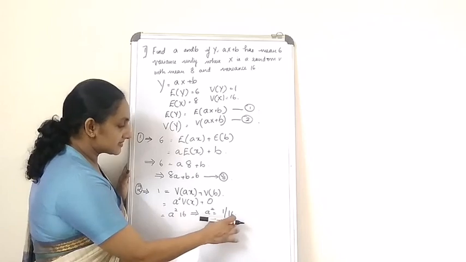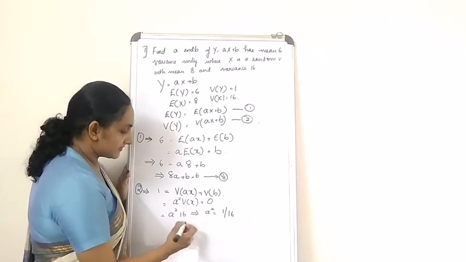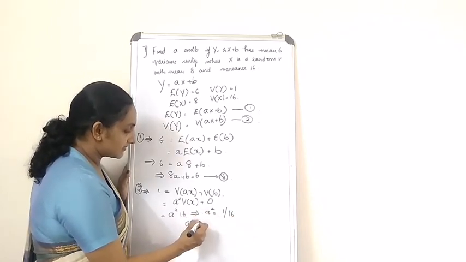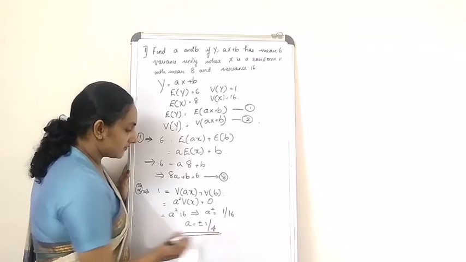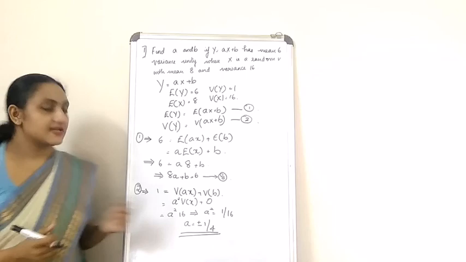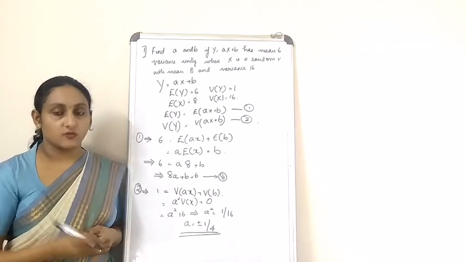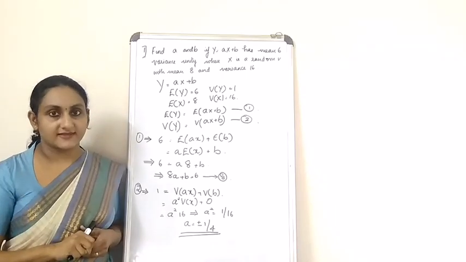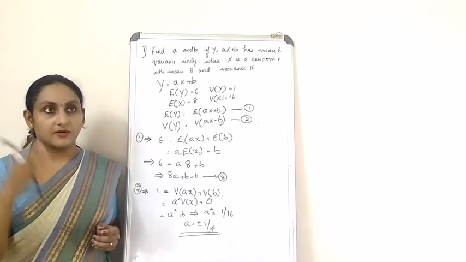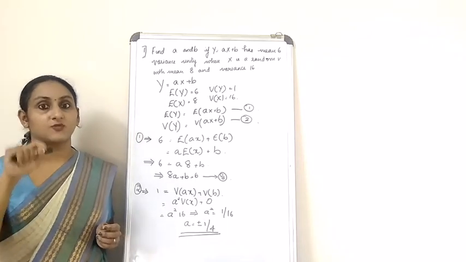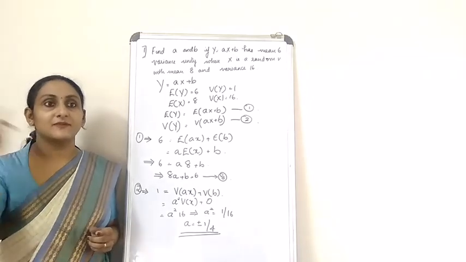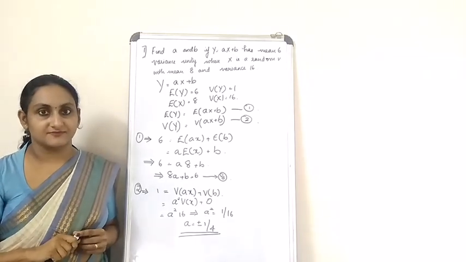So from this I will get what a is. So a is equal to plus or minus 1 by 4. When I get a is equal to plus or minus 1 by 4, that means there exist two cases: when a is equal to positive 1 by 4 and when a is equal to minus 1 by 4, I have to find out what b is. So there will be two results for b as well.